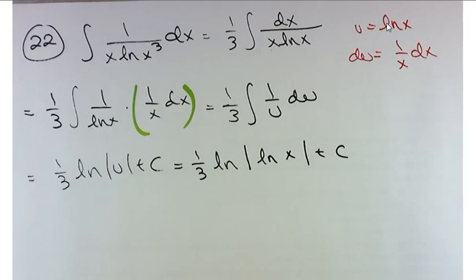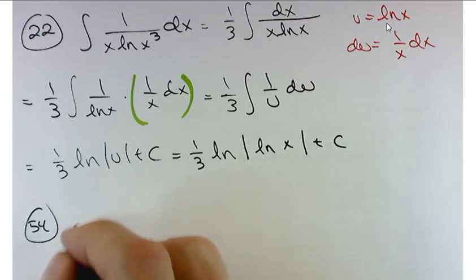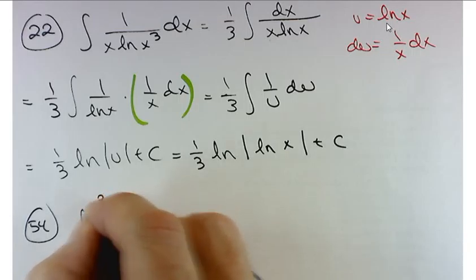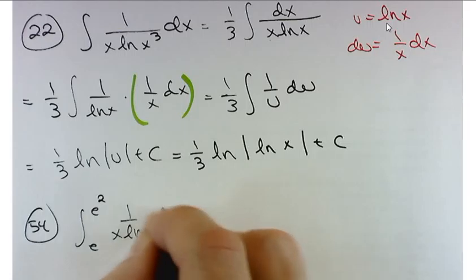Anything else on this one? Appreciate the question. Let's try problem number 54. Now the thing about 54, it's very similar to problem number 22. It's a good follow-up in as much as we've got a definite integral. The integral from e to e squared of 1 over x ln of x dx.